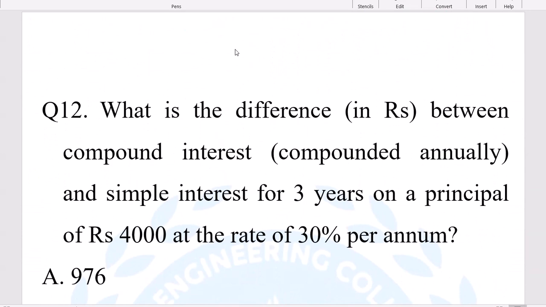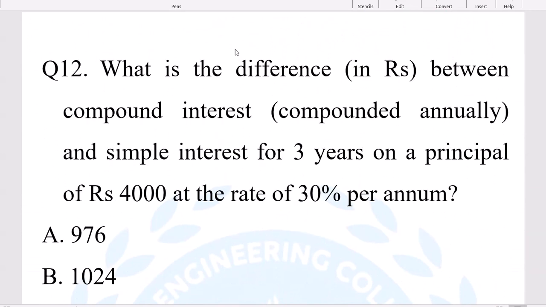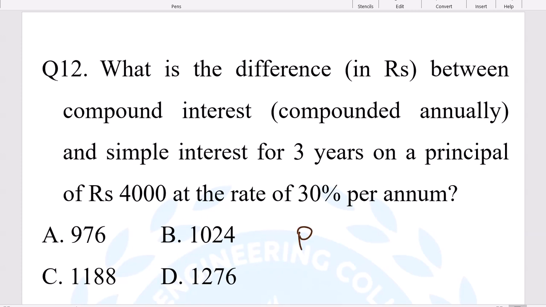So next one, the continuation concept for profit and loss is simple interest and compound interest. Here the question is, what is the difference between compound interest and simple interest for 3 years on a principal of rupees 4,000 at a rate of 30% per annum? If you have too much memory in your brain, I'll give you one formula. We can solve this question in 20 seconds if you remember the formula: P into (R by 100) whole square into (3 plus R by 100).